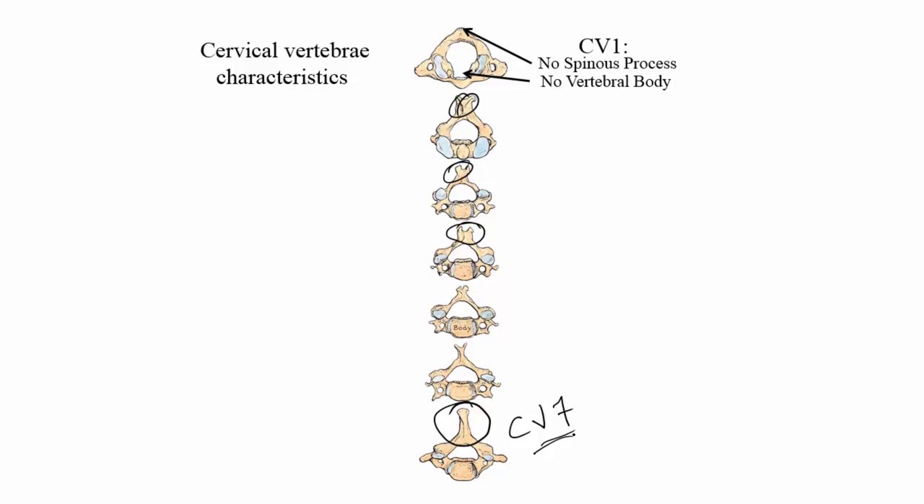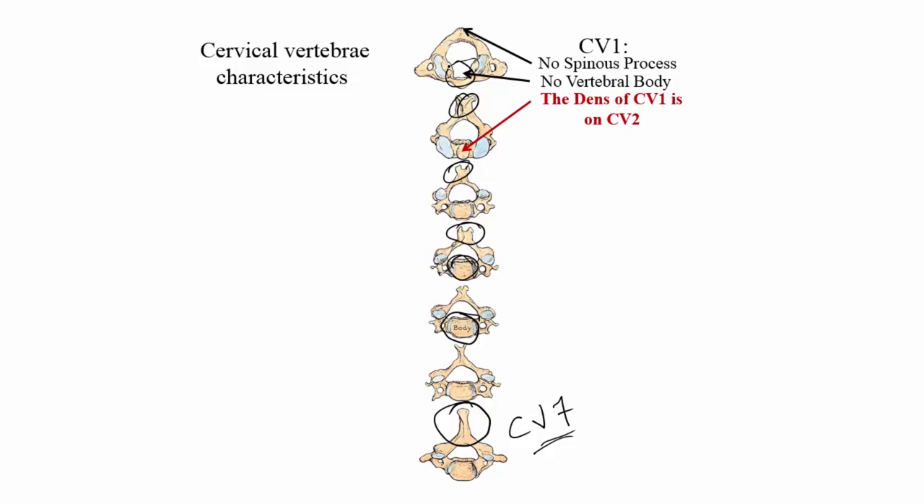CV1 also is missing a vertebral body, which is rather interesting. So you can see the vertebral body, for example, on CV5 here and on CV4, etc. But when you look at this space, this area on CV1, there is no vertebral body. What one has is an odontoid process or a dens.